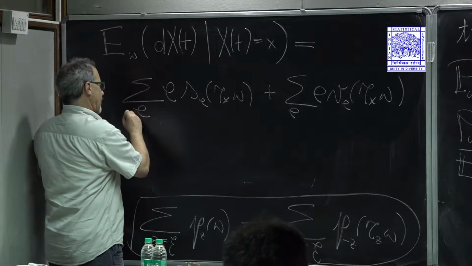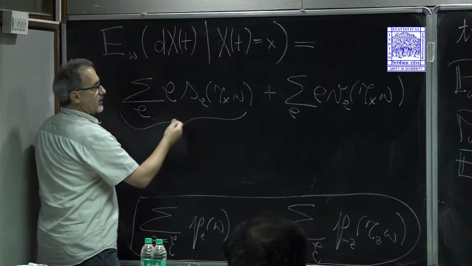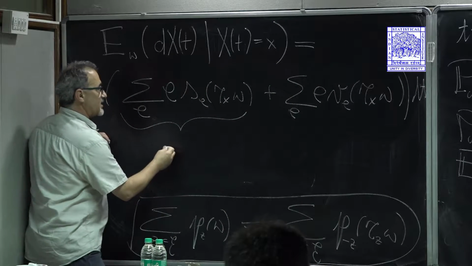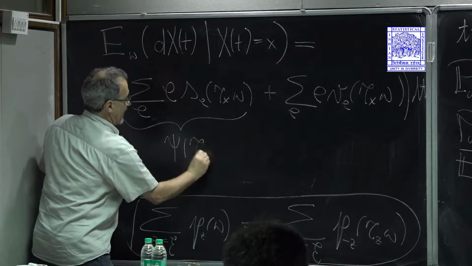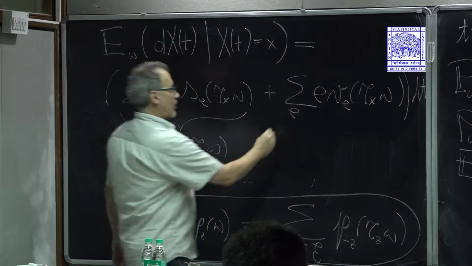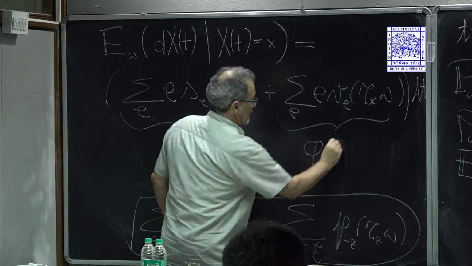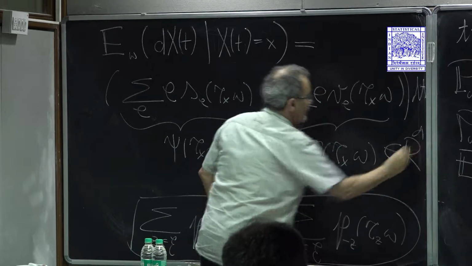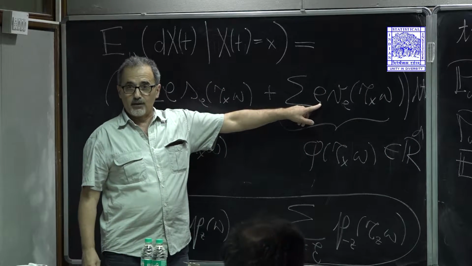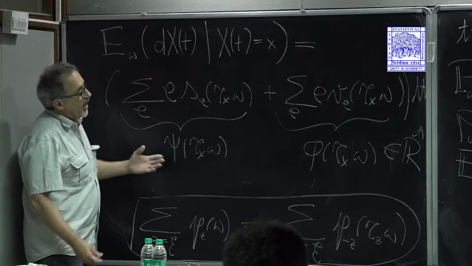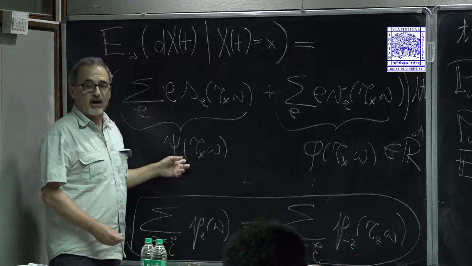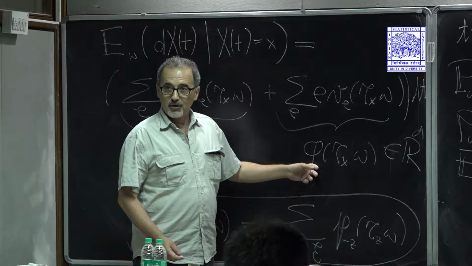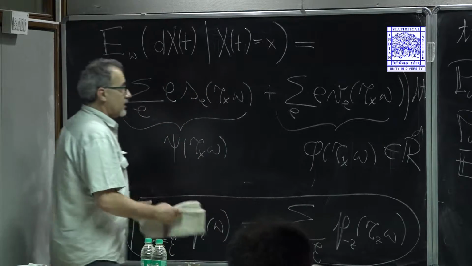There is a dt, of course. I will call this function psi of tau_x omega, and I will call this function phi of tau_x omega. These are in R^d, because these are vectors. So the instantaneous drift is phi plus psi, but I separate it because this is harmless. This is easy. And this will be the important object. Now let me go on.